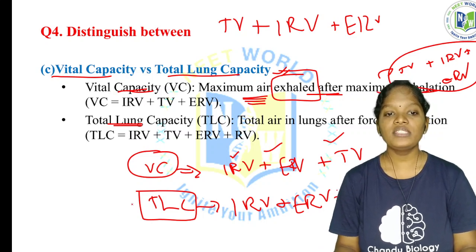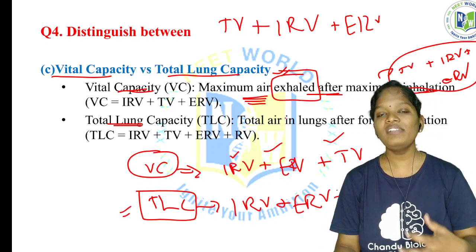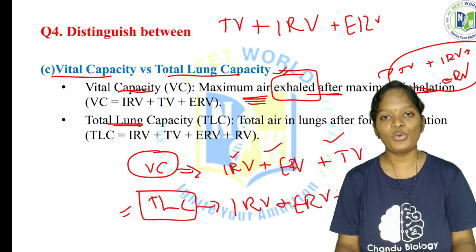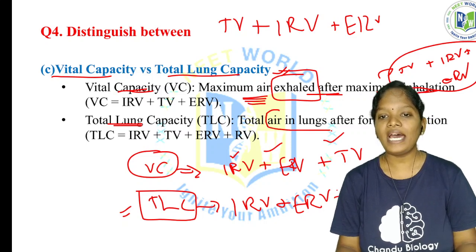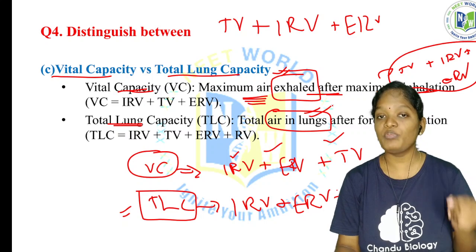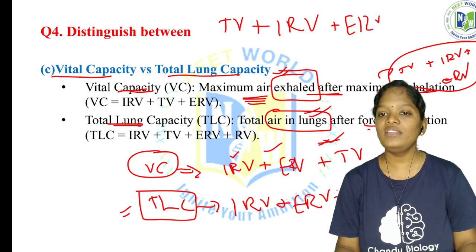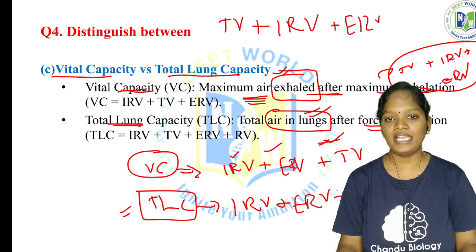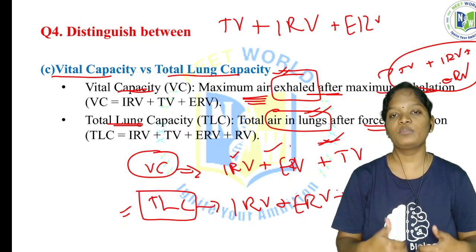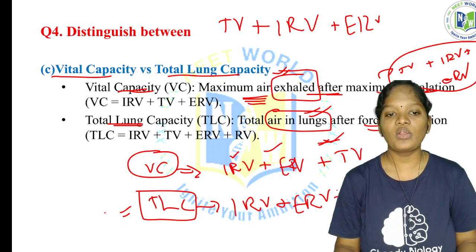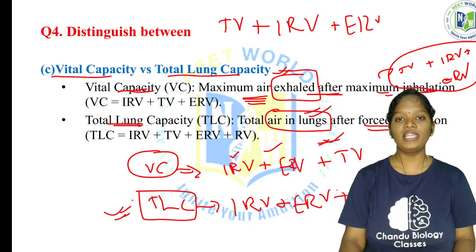So this is the total lung capacity. What will be the total capacity of our lungs? It is the total air present in the lungs after forced inhalation. What is all the air present in our lung? We call that the total lung capacity.